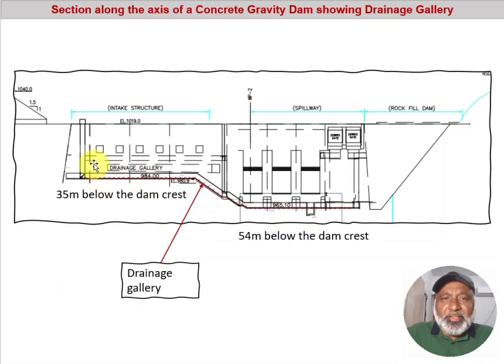In this picture, you can see a cross section of a dam. This is the intake structure, this is the undersluice inlet, and this top is the crest of the dam. This gallery has been constructed at the bottom of the gravity dam, the concrete dam foundation. Here you can see the top elevation is 1019, and the elevation here below is 984, so it is 35 meters below the dam crest. Here it is 54 meters below the dam crest.